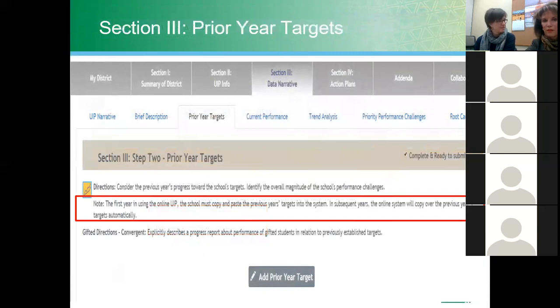Okay, so this is, again, referring to the prior year's targets, so that progress reporting. Please note, you can see that button there at the bottom. It says add prior year targets. So if you find yourself in a situation where you do not have targets carrying forward that were explicit to gifted education, you can add that information here. But once you engage in this process through the online system, from here on out, they will carry forward.